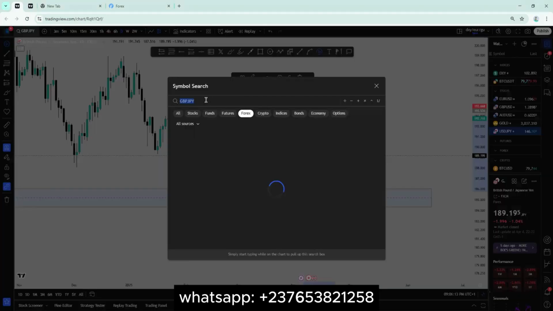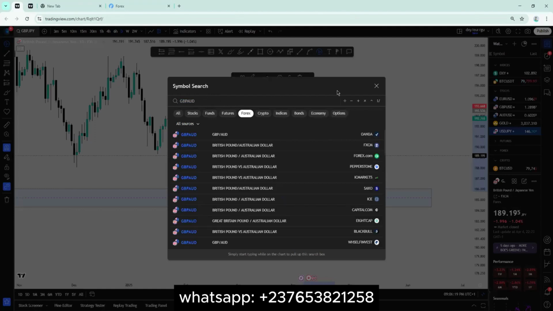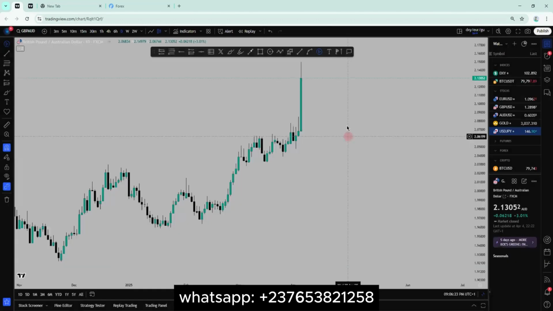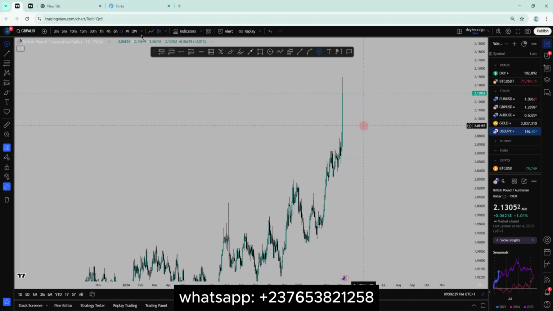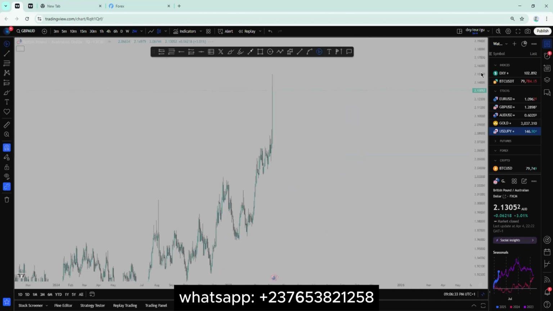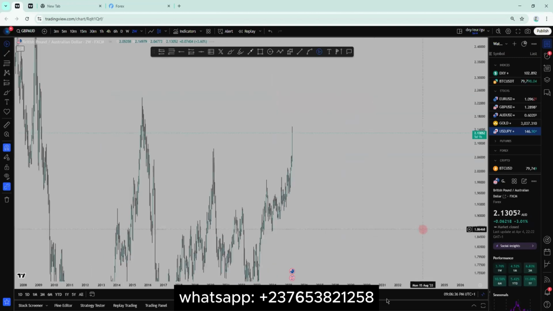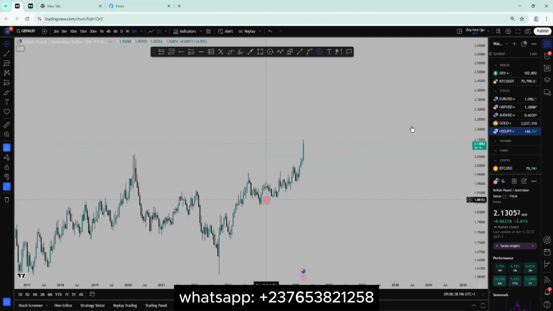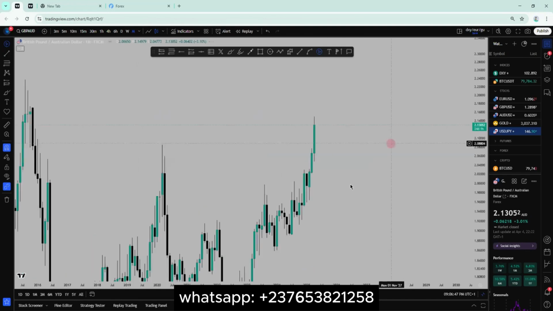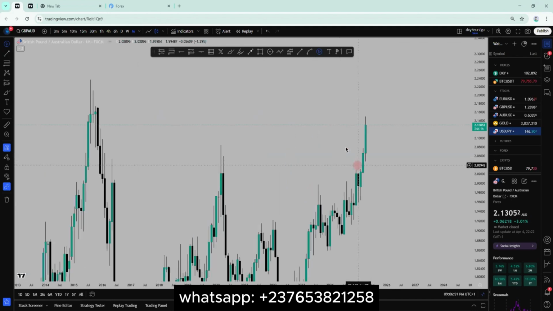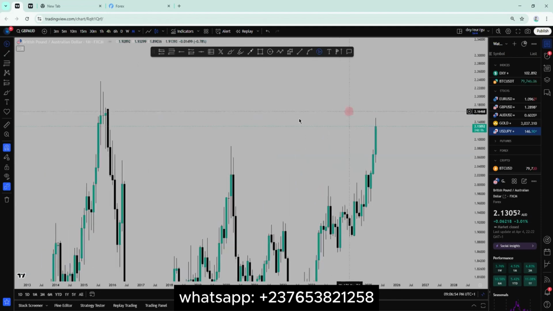GBP AUD. Okay, let's look at it. Ooh, where did this buy come from? GBP Australian dollar. Where are we going to? This buy is really huge. Looks like this pair has been on a serious buy for quite some time now. This is serious. Let's look at it on the monthly time frame. Looks like a couple of months it's been steadily buying. About how many months? 3 months, and it's steadily pushing to the upside.